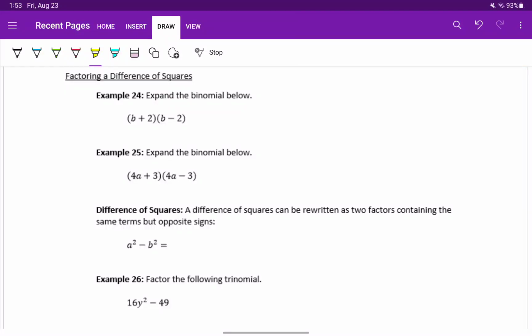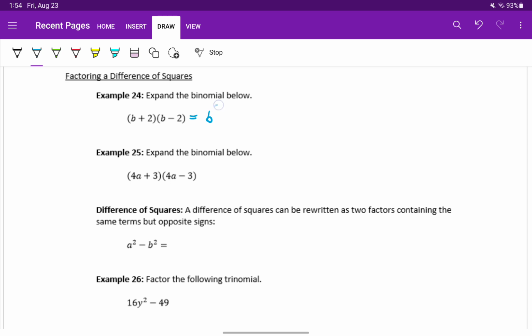The next factoring technique that we want to look at is factoring a difference of squares. Examples 24 and 25 should say to expand the product of the binomials below, but hopefully we get the idea here. We want to expand these out, FOIL these out, to pick up on the pattern of what happens with these particular types of problems.